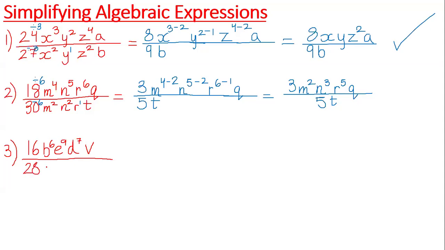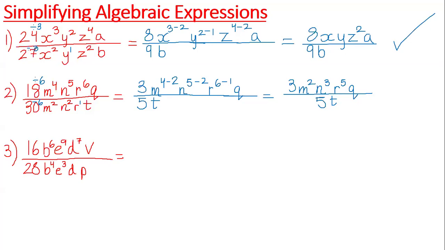B to the power of 4. E to the power of 3. D to the power of, well, that's not D, that's the D. And then V. Well, we need another letter. P. Okay, good.